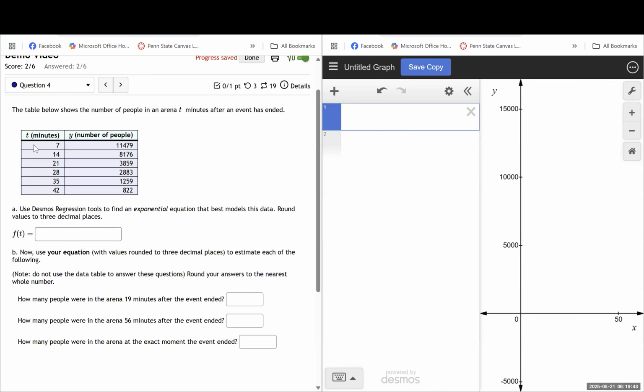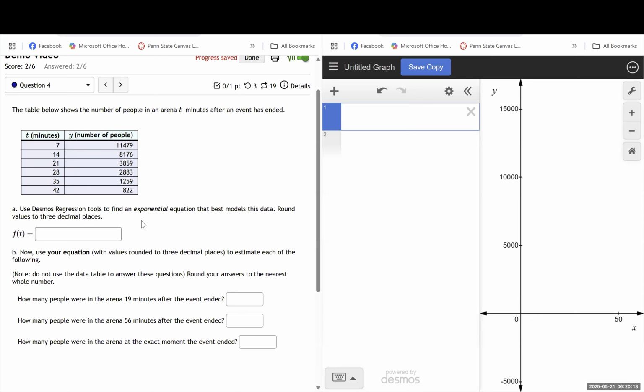Right, in this problem, we're given some data about the number of people in an arena T minutes after an event has ended. So the independent variable here is the time T in minutes after the end of an event, and the dependent variable Y is the number of people that remain in the arena. So our first task is to use Desmos regression tools to find an exponential equation that best models this data.